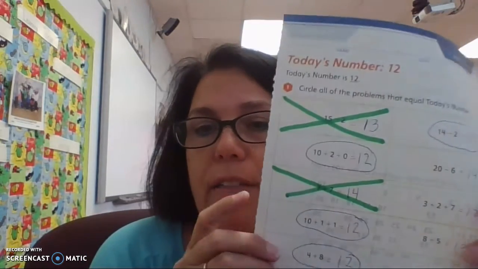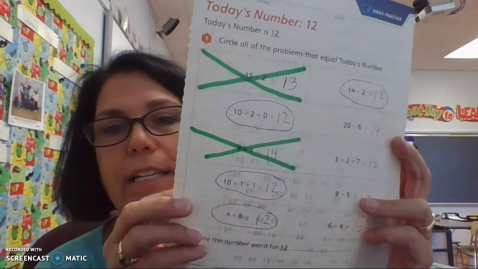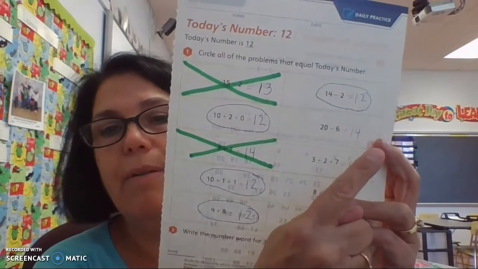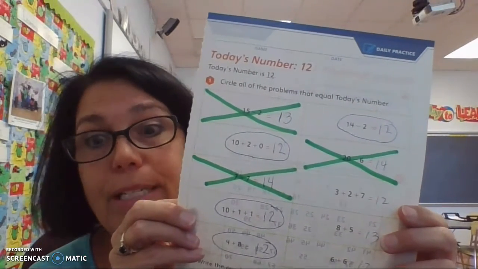Alrighty. So I know that you did the rest of your equations, so I want you to check them with me right now to see if you got the same answers I did. So 20 minus 6 is 14. So that's a nope, womp womp, does not equal 12. So I'm going to put a big X mark through it. Then 3 plus 2 plus 7, that one did equal 12. So I'm going to circle that one.